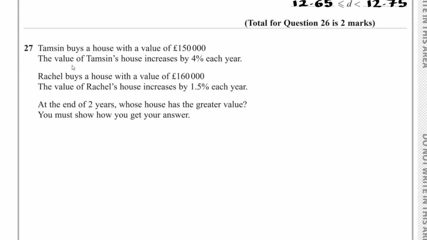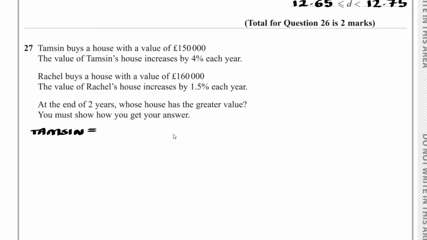Question 27. Tamsin buys a house with a value of £150,000. The value of Tamsin's house increases by 4% each year. Rachel buys a house with a value of £160,000. The value of Rachel's house increases by 1.5% each year. At the end of 2 years, whose house has the greater value? You must show how you get your answer.